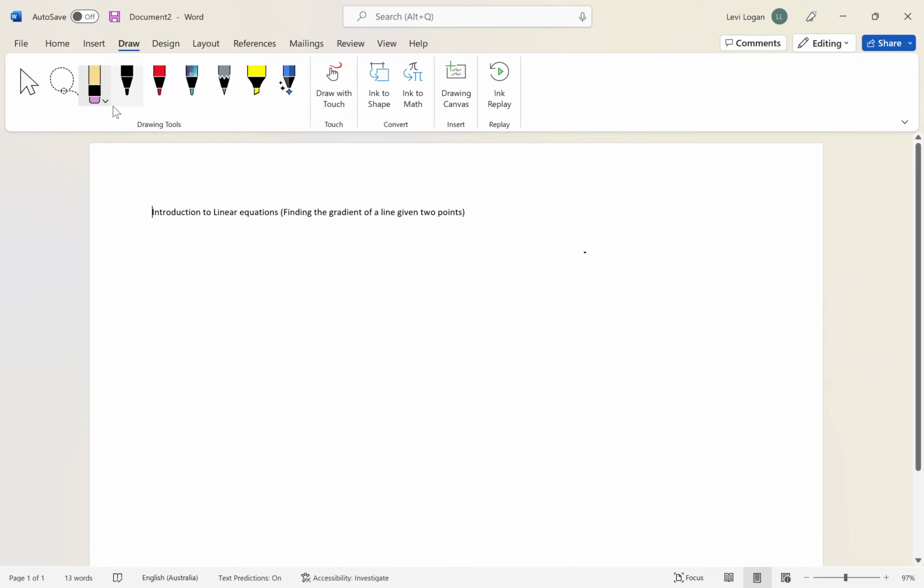So basically we see gradient a lot in these typical linear equations: y equals mx plus c. Now we define m as the change in y over the change in x. You're probably looking at that and thinking, what the heck is that, why is x changing, why is y changing?